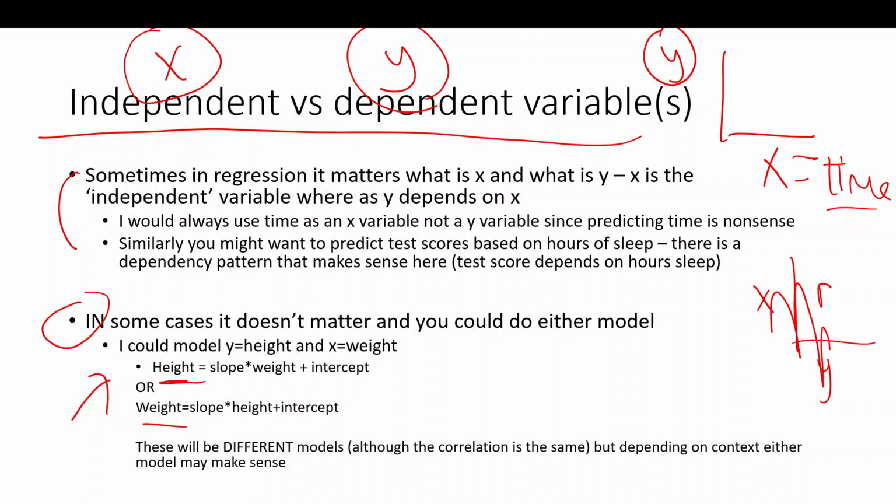So if you wanted to predict test scores based on hours of sleep, it would only make sense that test scores would be the dependent variable. That's what you're looking at. You wouldn't predict it the other way, I mean, maybe you would, but usually there's some type of relation that makes a lot more sense.